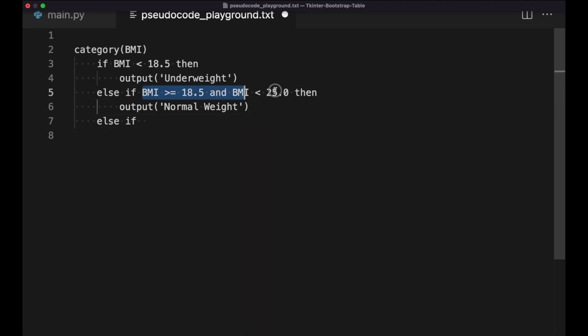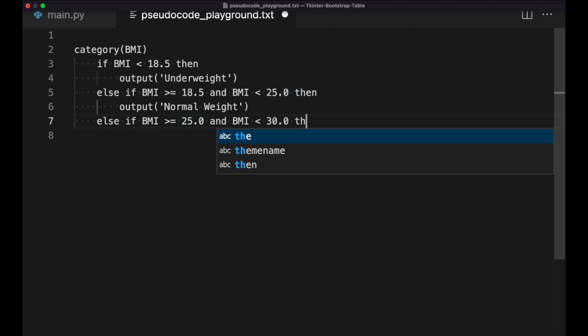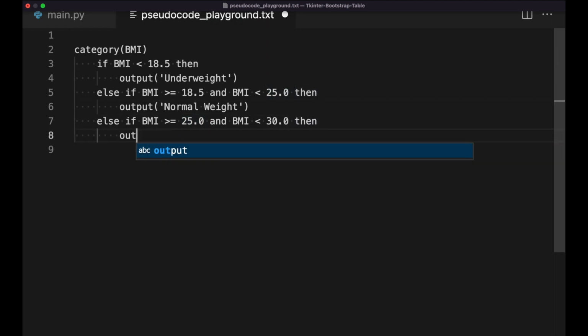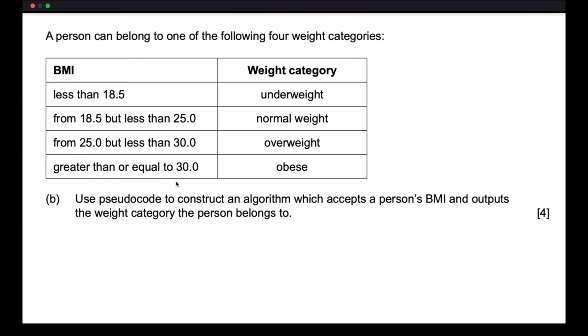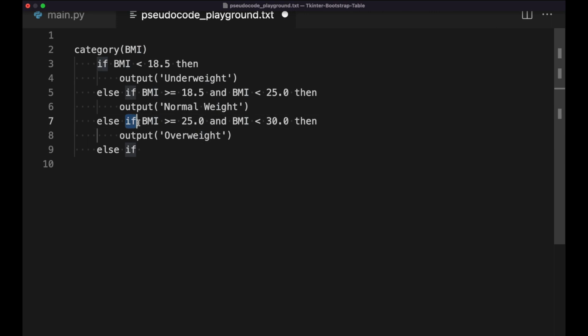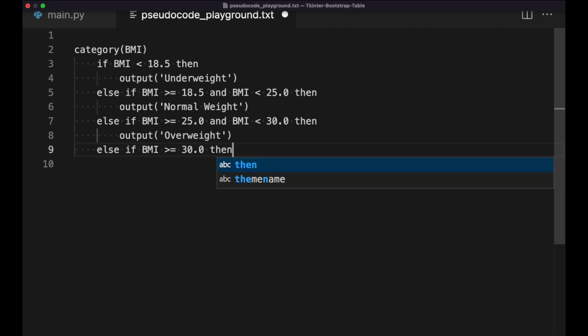So we'll just kind of copy this because it's basically what we need to do again. So if BMI is greater than or equal to 25.0, and BMI is less than 30, you're overweight, I guess. I don't know, I don't really trust BMI. Okay, so output overweight. And then we're going to do else if BMI is greater than or equal to 30, you're obese. So else if BMI is greater than or equal to 30, then you are, I guess, obese. It doesn't say what happens if you have a lot of muscle, but anyways.